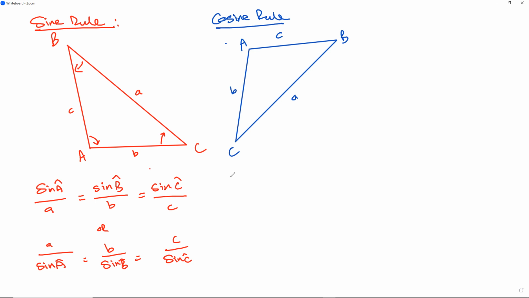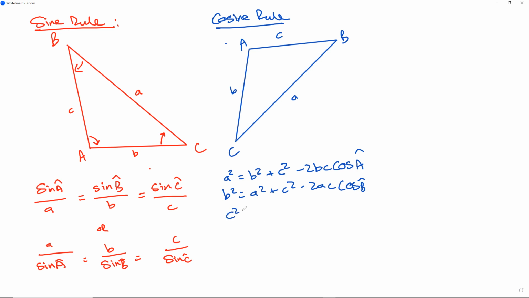The cosine rule says that a squared is equal to b squared plus c squared minus 2bc cos of the angle A. We look at this as three terms. This is all multiplication: 2 times b times c times cos angle A. And we always notice that the angle matches the side on this side. You can rewrite this as b squared equals a squared plus c squared minus 2ac cos angle B.